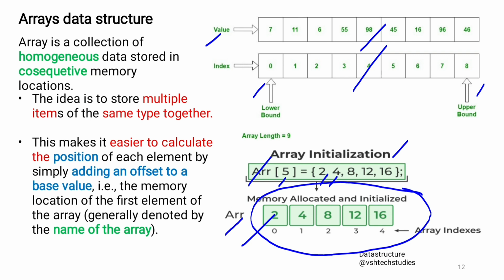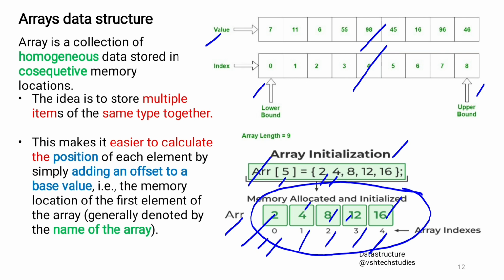ARR is the name of the array. In the index 0 memory location, 2 is stored. In the index 1 memory location, 4 is stored. In index 2 memory location, 8; in index 3, 12; and in the last index, that is 4, memory location 16. So the array's lower value is 0. It always starts from 0 only. The higher value depends on the size of the array. Because the size of the array here is 5, the last memory location index is 4.